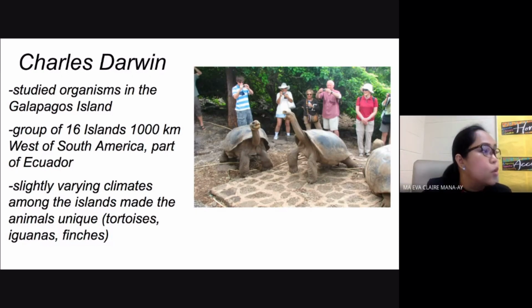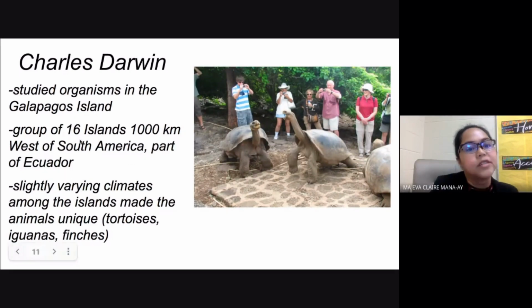For those of you who speak Spanish, what's the meaning of Galapagos? You don't know? Galapagos in Spanish actually means tortoise. Tortoises were one of the animals that he studied on this island, so the name of the island came from tortoises. Now, the Galapagos Islands are actually part of Ecuador. It's part of South America.